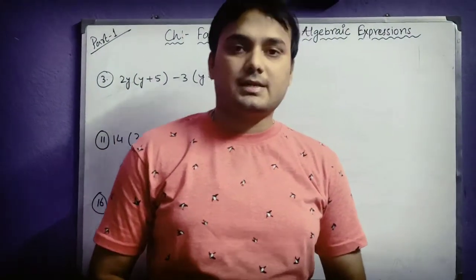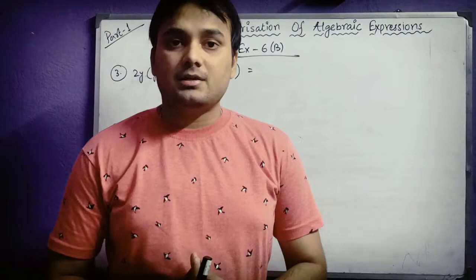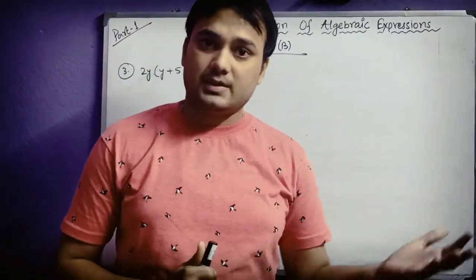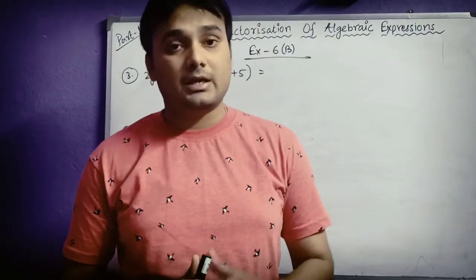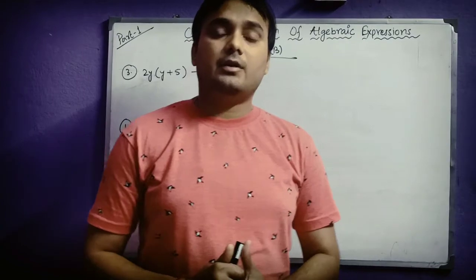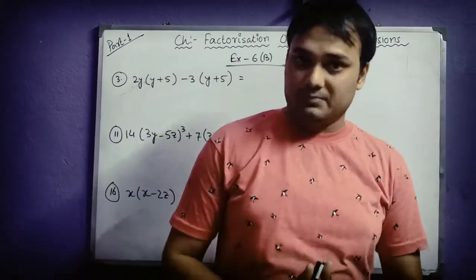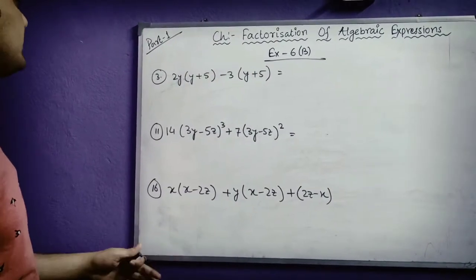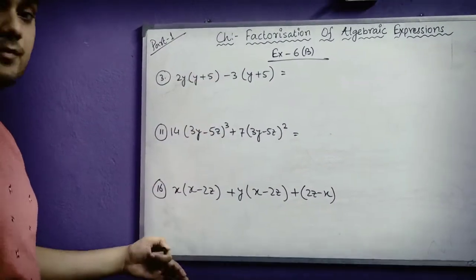Okay students, in this exercise the main concept is that in all the questions you will get the common binomial factors. In the previous exercise it was common monomial factors. Here you will get the common binomial factors. That means binomial factor means you will get the factor which will contain two terms. Okay, let us solve the exercise. We have taken the three questions here, as you can see on the board. These three questions I will be solving one by one.